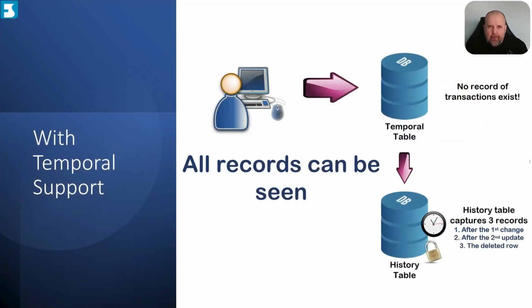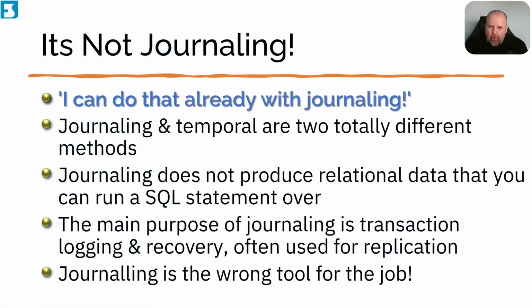So what happens with temporal support? As far as the user is concerned, absolutely nothing. He's sitting there, he's running his programs, they're exactly the same. He updates the temporal table, and if and when records have to go into the history table, the database manager will decide. So in that previous example, all the records that were updated and then deleted are captured in the history table. Talking about temporal, how often do I hear, I can already do that with journaling? No, you cannot.